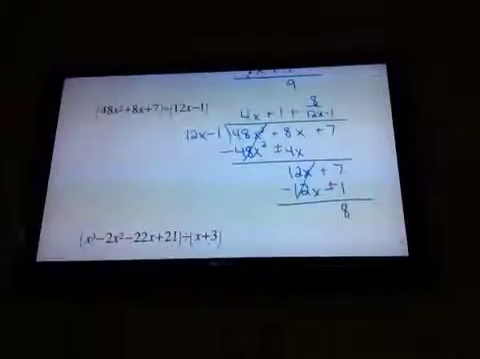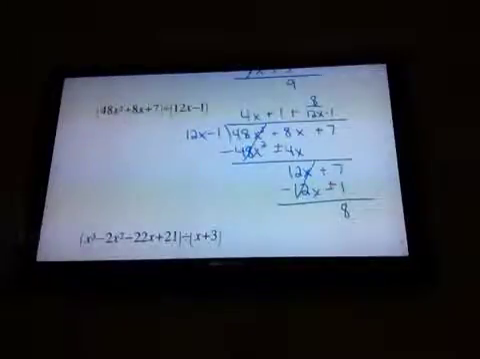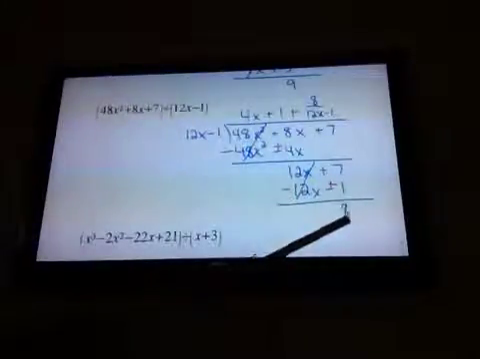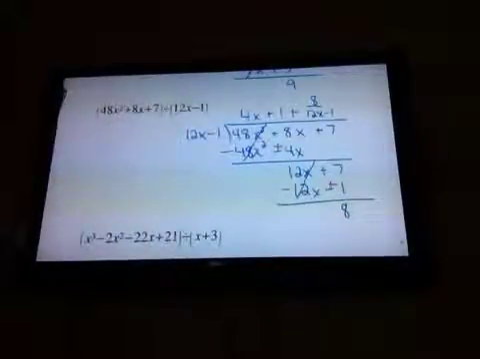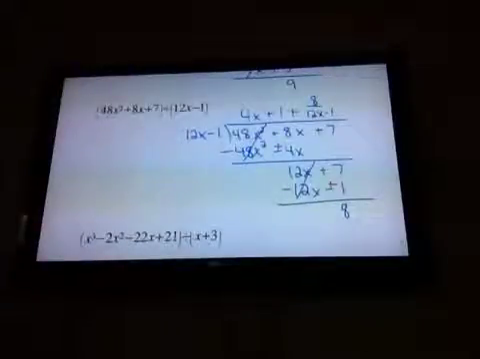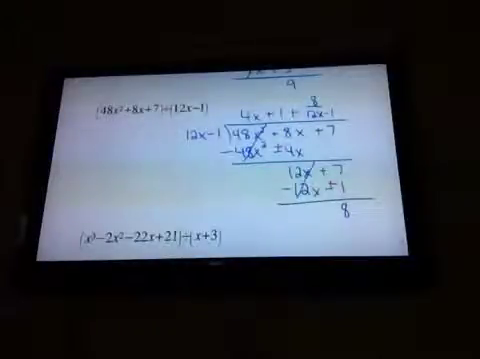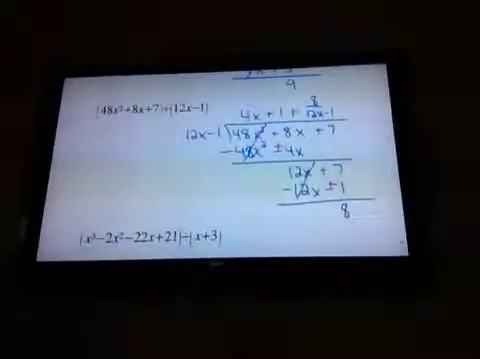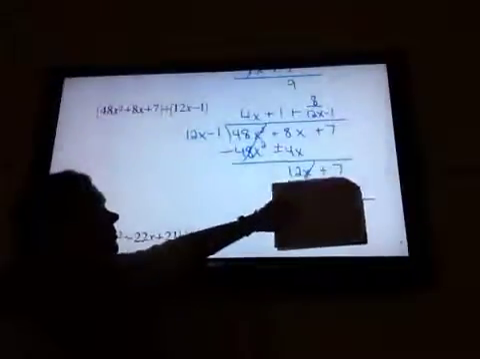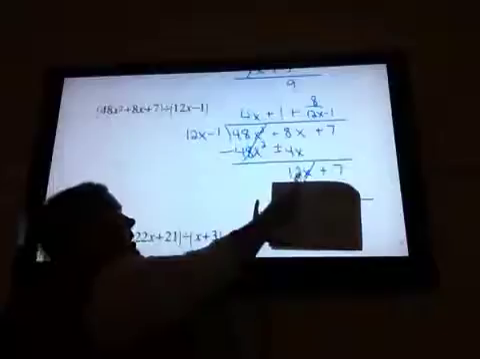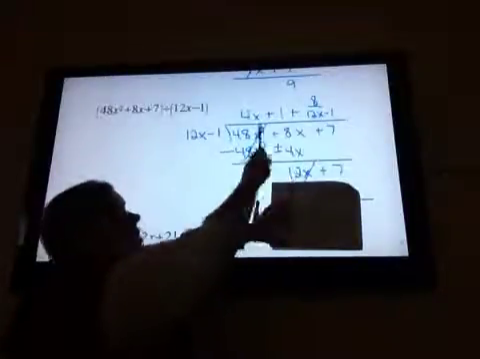What if your top number had a negative and your bottom was positive? Say the 12x plus 7 was like 12x minus... I'm going to get to that right now. Your next question. Yes? How did you get the plus 1 after 4x? Before I did this, I took 12x divided into 12x, which is my 1.